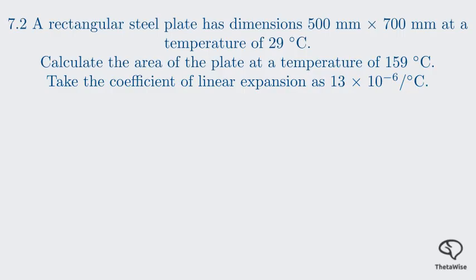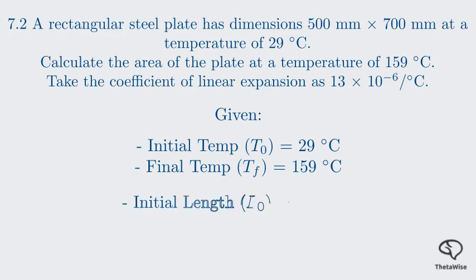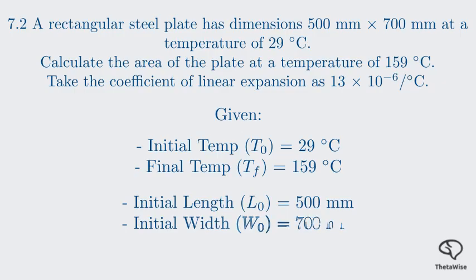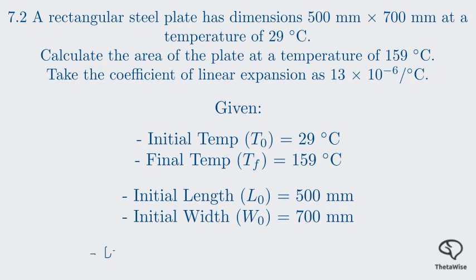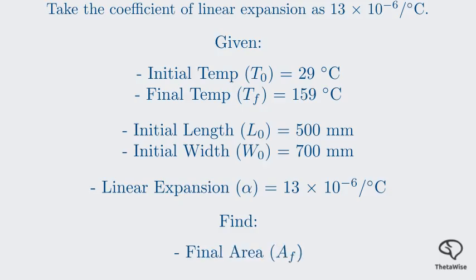The first step is always to identify the given information and the unknown we need to find. We are given the initial temperature, T0, as 29 degrees Celsius, and the final temperature, Tf, as 159 degrees Celsius. We have the dimensions of the plate. L0 equals 500 millimeters and W0 equals 700 millimeters, both at the initial temperature. Finally, we're given the coefficient of linear expansion, alpha, as 13 times 10 to the power of -6 per degree Celsius. Our goal is to find the final area, Af.